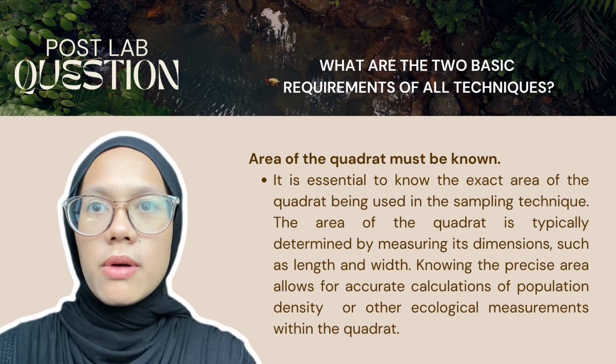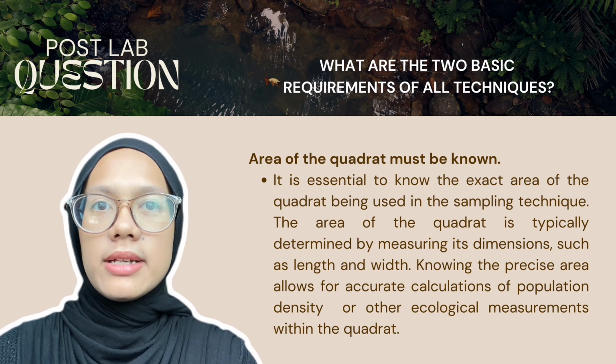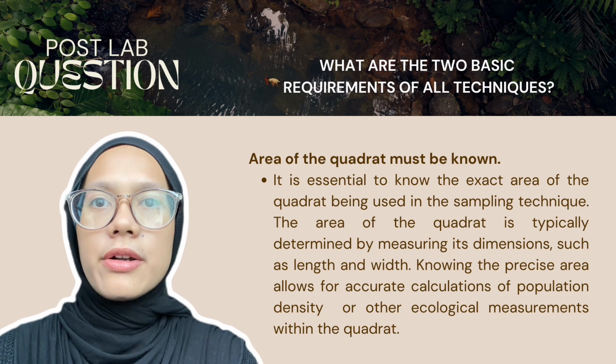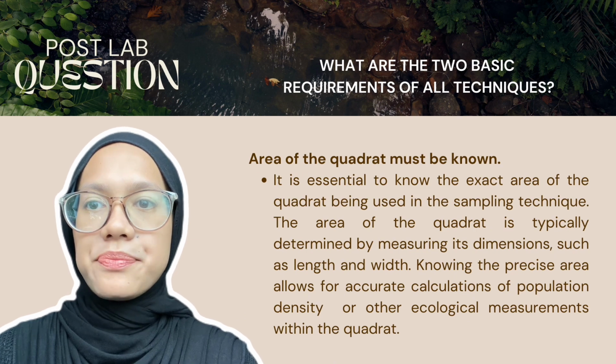The area of the quadrant is typically determined by measuring its dimensions, such as length and width. Knowing the precise area allows for accurate calculations of population density or other ecological measurements within the quadrant.